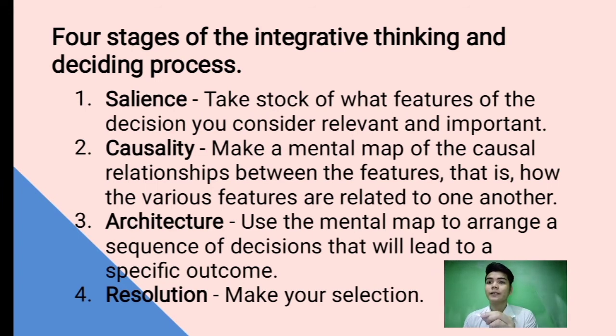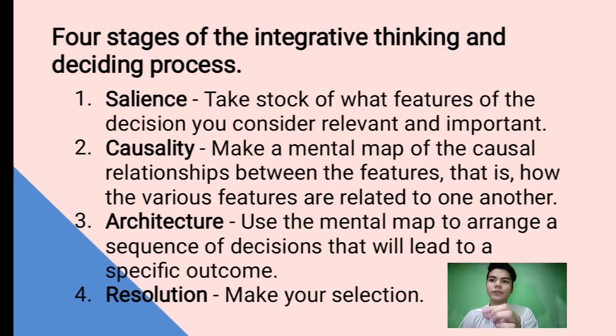For the third stage, architecture, use the mental map to arrange a sequence of decisions that will lead to a specific outcome. At this phase, you have to decide what is in and what is out in terms of elements necessary for a decision and their priorities in a timeline. An approach suggested is similar to that used by painters. Still considering the whole, bring the most relevant parts to the foreground and put the secondary ones in the background.